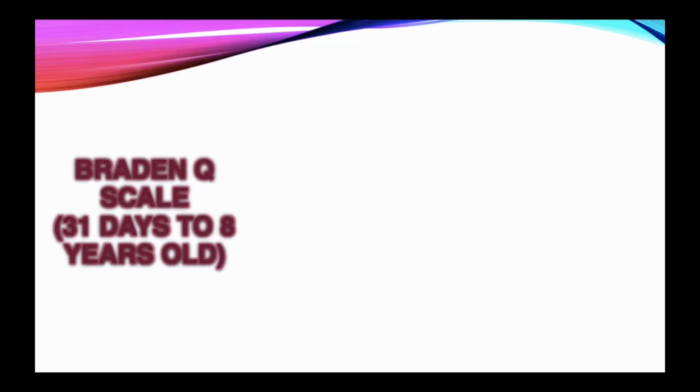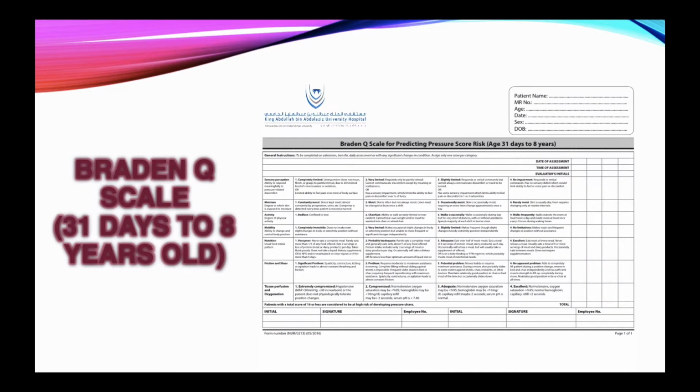Secondly, the Braden Q scale for 31 days to 8 years old. Assess each of the 7 subscales and select the description for each category that best describes the pediatric patient's current condition. The 7 subscales are sensory perception, moisture, activity, mobility, nutrition, friction and shear, and tissue perfusion and oxygenation.